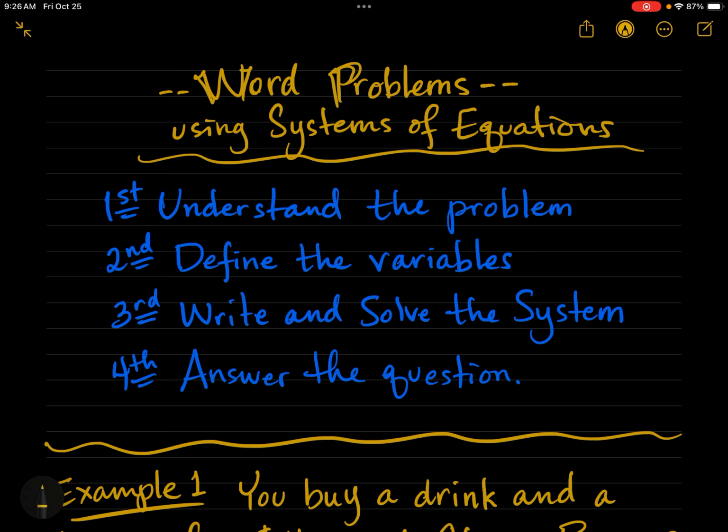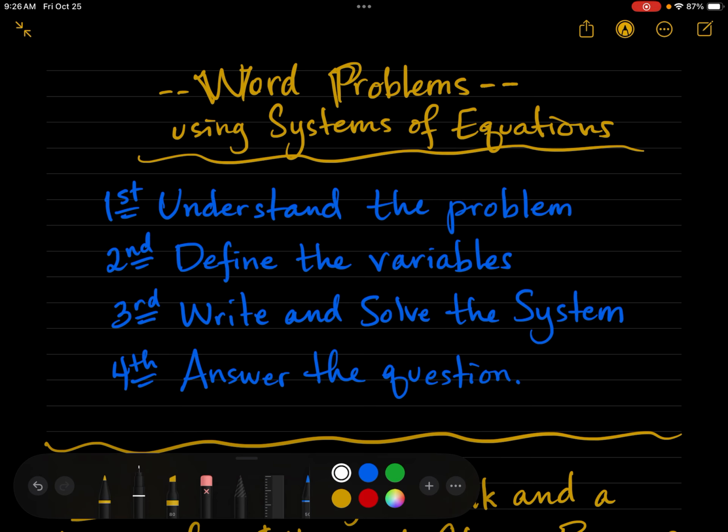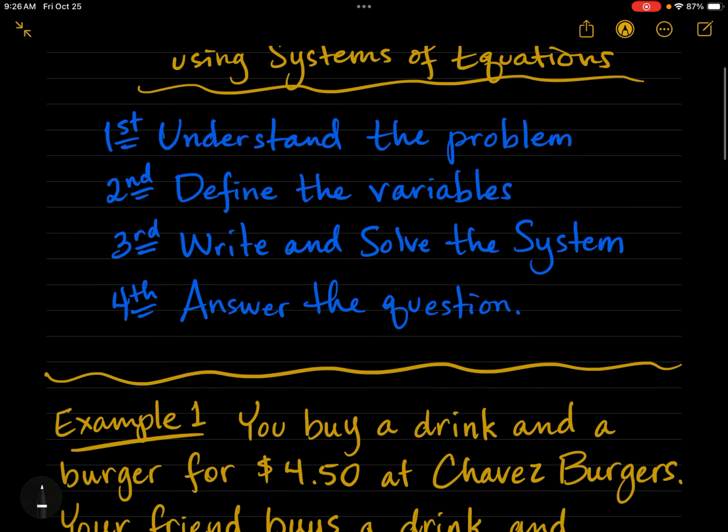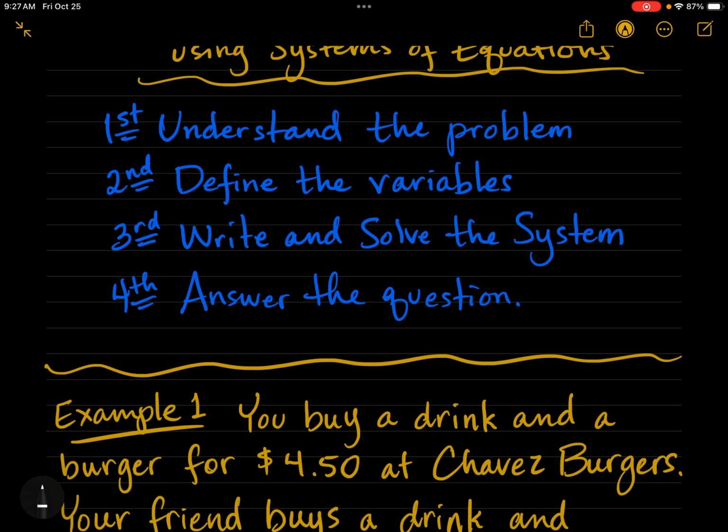I'd like to start off with some steps for solving word problems using systems. First, we want to understand the problem. Wrap your mind around it, understand how the problem works. That'll make everything easier. Then, we're going to define the variables. What I mean by that is, say, let X represent this or Y represent that. Or you can use whatever letters you want. Then we're going to write the system and solve the system.